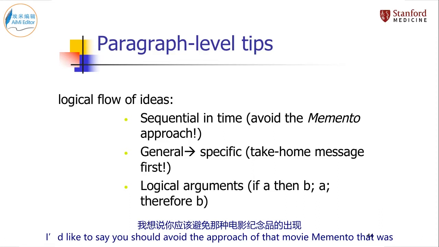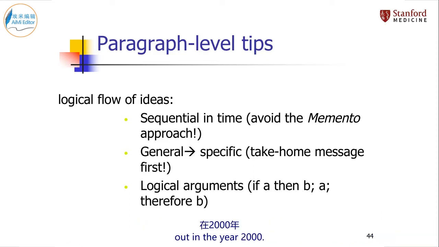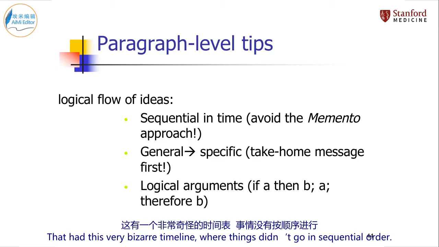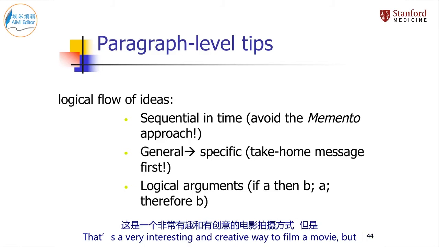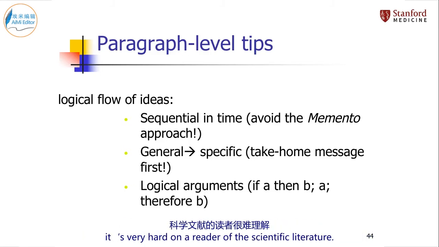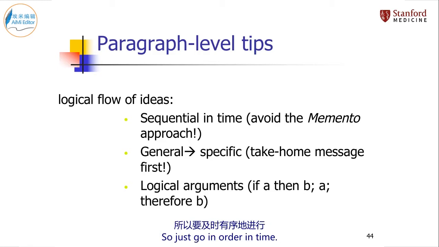I like to say you should avoid the approach of that movie Memento that was out in the year 2000. That had this very bizarre timeline where things didn't go in sequential order. That's a very interesting and creative way to film a movie, but it's very hard on a reader of the scientific literature. So just go in order and time.